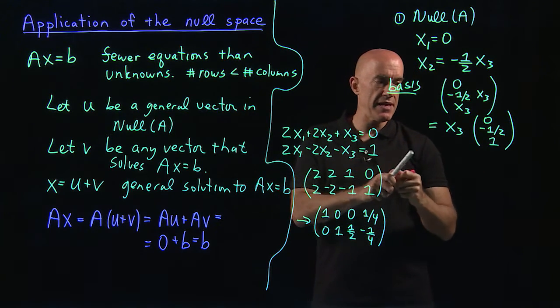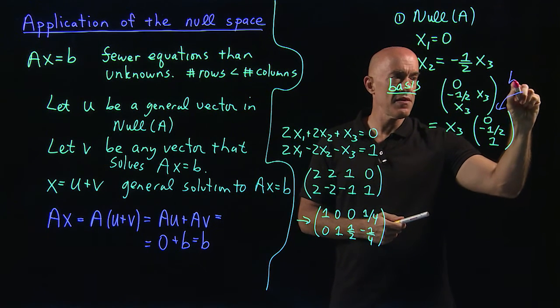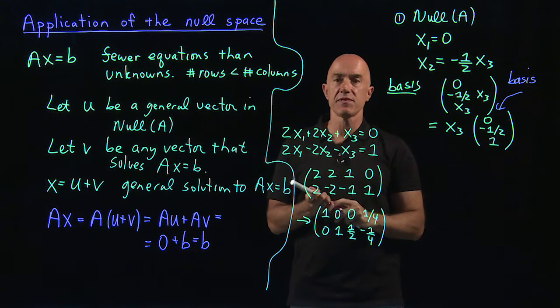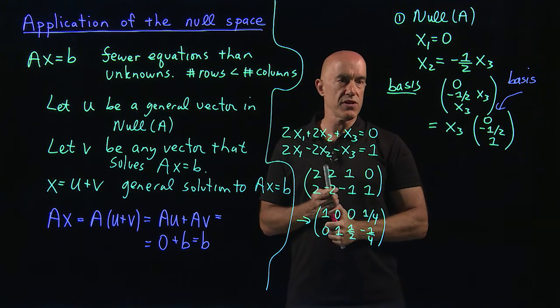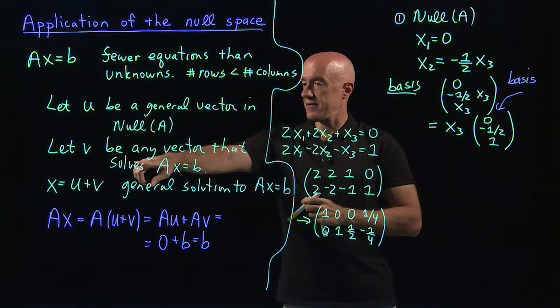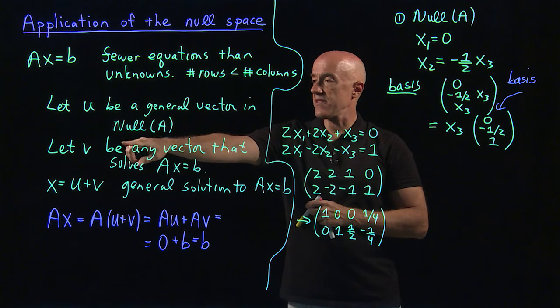So this is the basis then. This vector here will be the basis for the null space. Okay? The null space is just spanned by one vector. That's the U. Now we need to find the V.